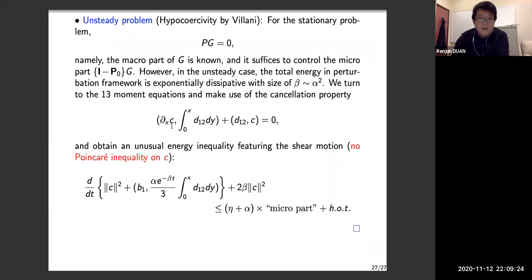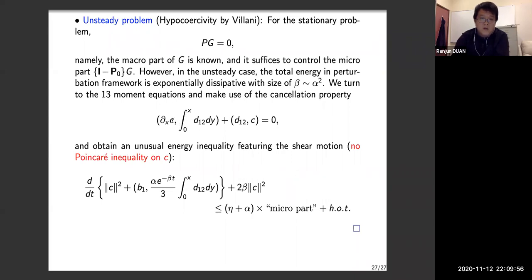Because we have conservation of mass and also momentum, and because the axis is in the torus domain, we can use the Poincaré inequality to estimate the mass and also the momentum. But for energy, we really have to make use of a new structure that is related to the hypocoercivity property of the coupled microscopic equations. These are the moments equations.